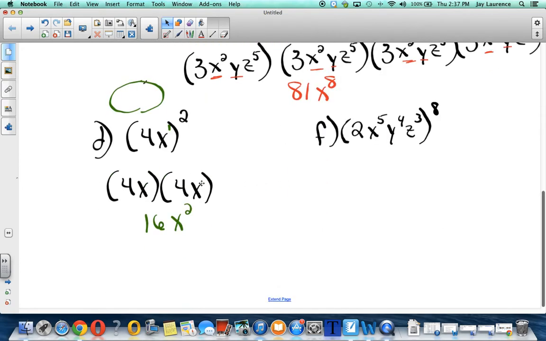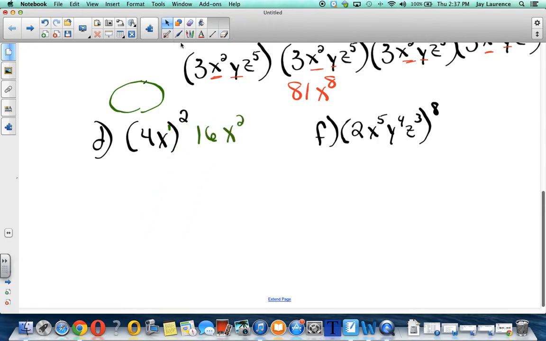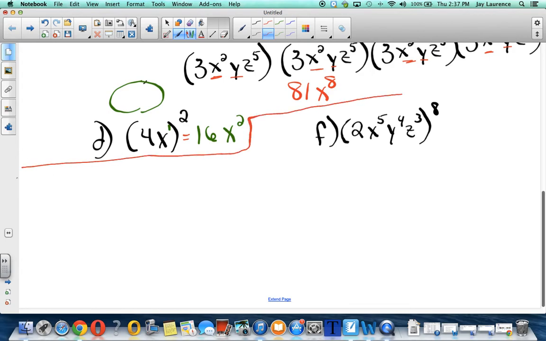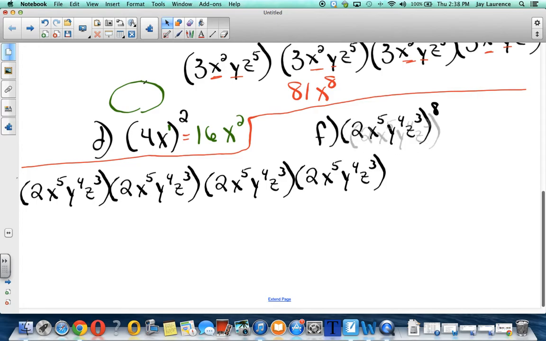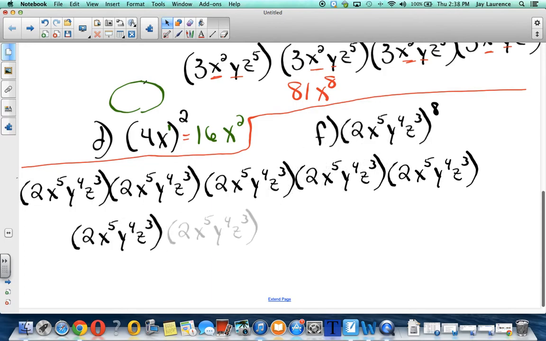So this one's going to get real long. Let me make some room for it, because it's to the 8th power. Let me move this 16x squared up here and give an equal sign. I'm going to box it off here. So I have 8 of these: 1, 2, 3, 4, 5, 6, 7, 8. 8 beautiful quantities.